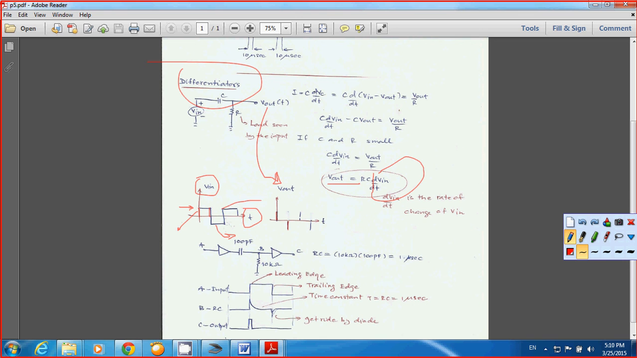But for this part, this gives you the output signal that looks like this one. And this part gives you 0 right here. And this part also gives you the negative signal like this. Okay, so this is the basic concept of how differentiators work.